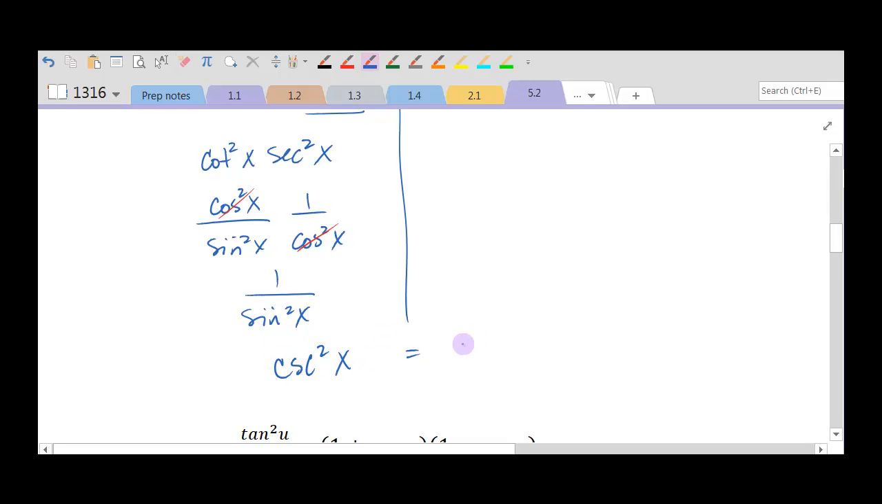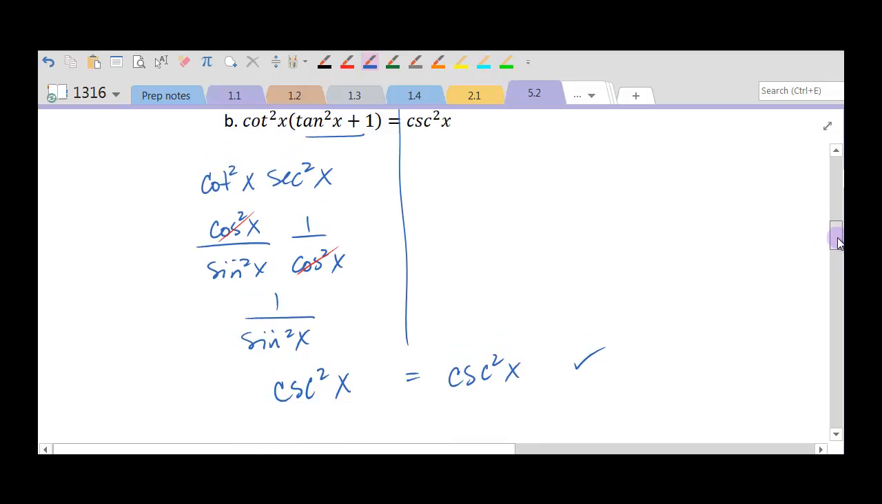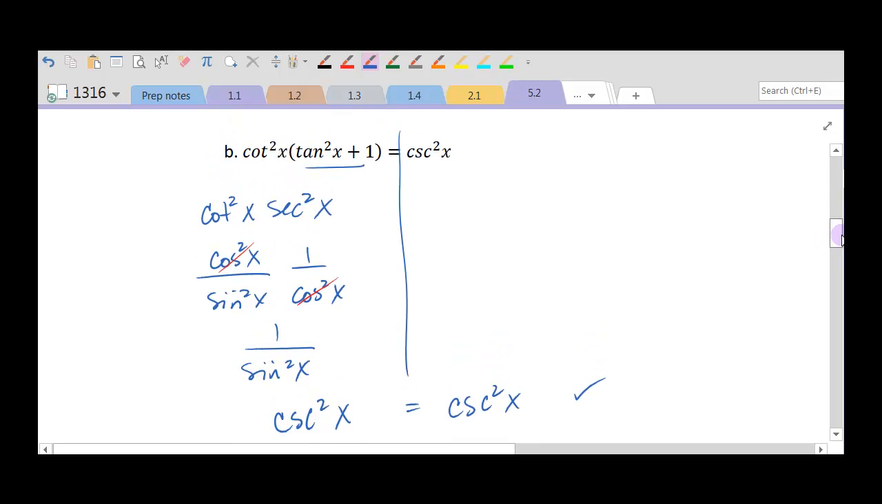squared x, which is what I was trying to show. So again, that's how you would verify that identity. You can see, as I've stated already, I had to go through sine and cosine to end up getting to cosecant. Now that's not always the case, it's just one strategy that you might be able to apply. So we'll pick up with 2 more examples in the next video.